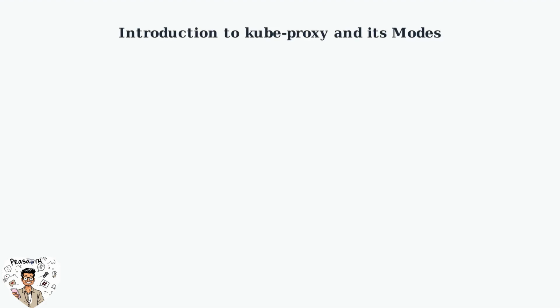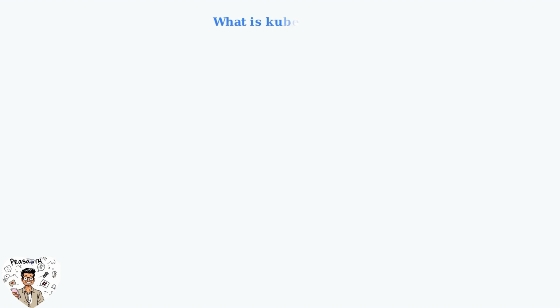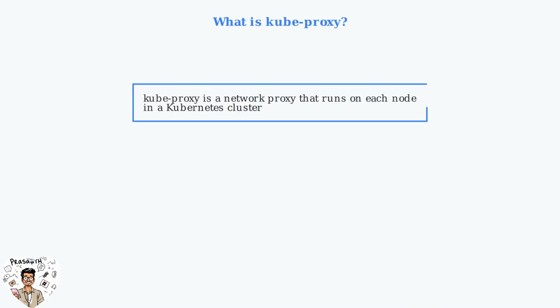Kube-proxy is a crucial component in Kubernetes networking architecture. Understanding its different operational modes is essential for optimizing cluster performance and scalability. Kube-proxy is a network proxy that runs on each node in a Kubernetes cluster.